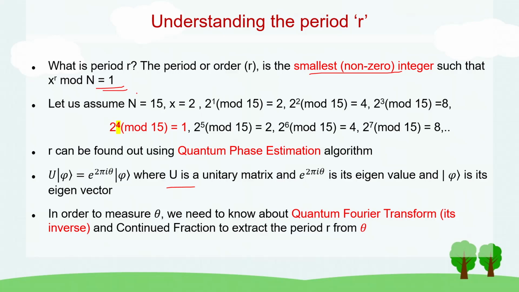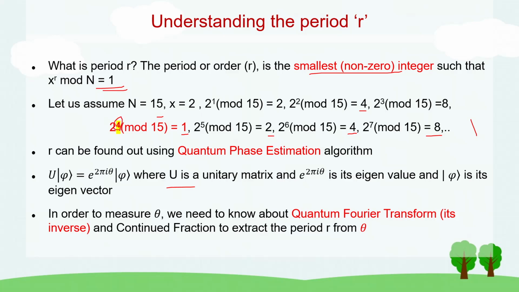So why is it called period? We'll see an example. Suppose n equals 15, x equals 2. So you do 2 to the power of 1 mod 15, which is 2. 2 to the power of 2 mod 15 is 4. But when you come to 2 to the power of 4, mod 15 is 1, right? Because 2 to the power of 4 is 16, and 16 divided by 15 gives a remainder of 1. Again, you move further, 2 to the power of 5, you will be surprised to see that it is 2. So it goes 2, 4, 8, and 1. You can see it repeats after every fourth value. That's why it's called period.